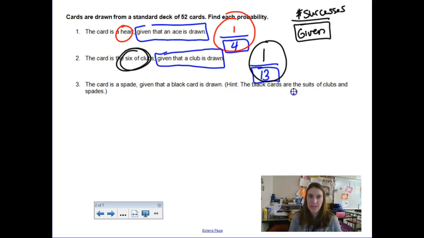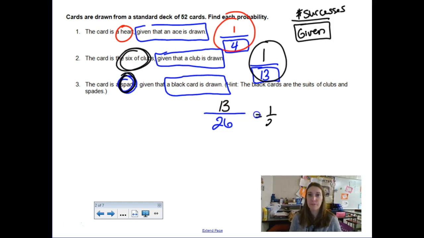Alright, the card is a spade, given that a black card is drawn. So again, given that part, that's my denominator. So how many black cards are there? There are 26, right? But out of all those black cards, how many of them are spades? Switch of color here. There are 13 spades. So 1/2. Y'all still want to reduce like we always do in probability.